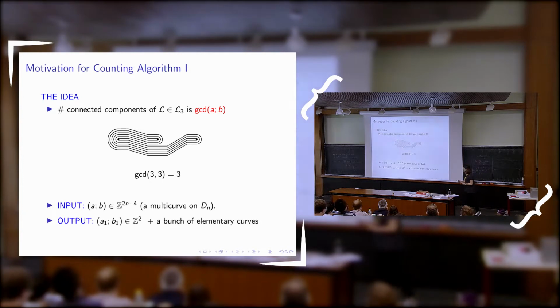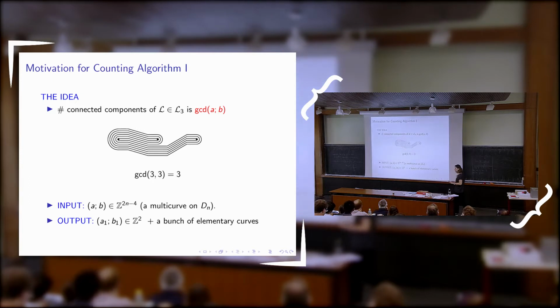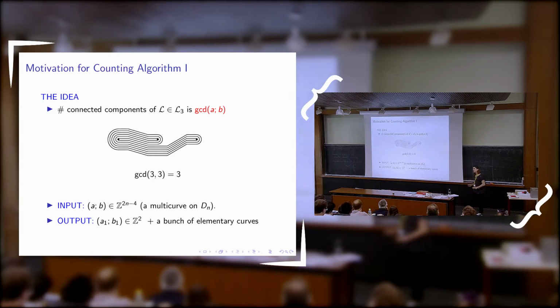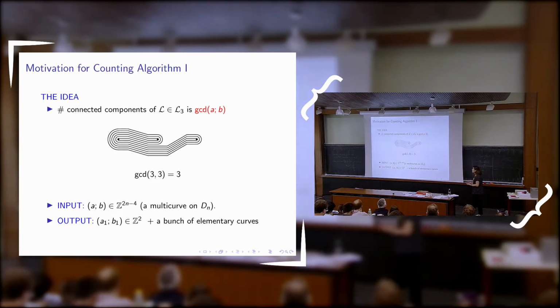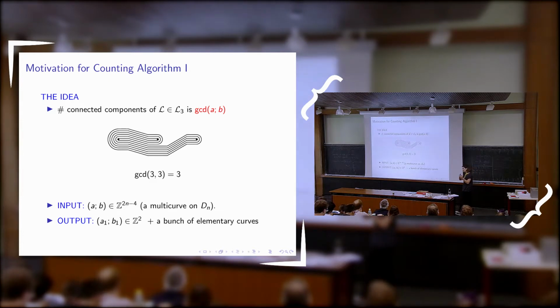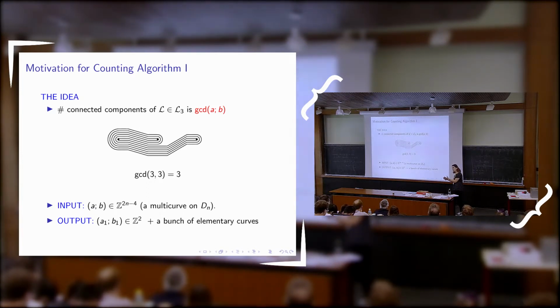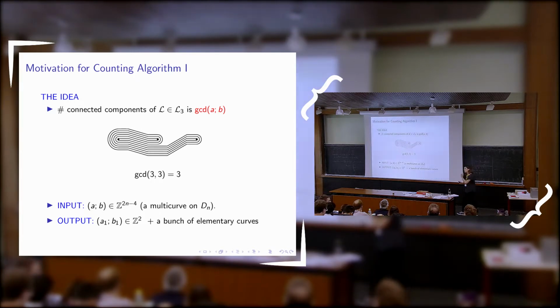So what we do is we input the Dynnikov coordinates of a multi-curve on the n times punctured disk and turn it into a multi-curve which is supported on the 3 times punctured disk, and we also get a bunch of elementary curves which I'm going to explain. So I'm going to apply a sequence of moves in the algorithm. The number of connected components will not change, we will see. And at the end of the algorithm, we will see a curve which is supported on the 3 times punctured disk where I can apply this formula. This is the goal of the counting algorithm.